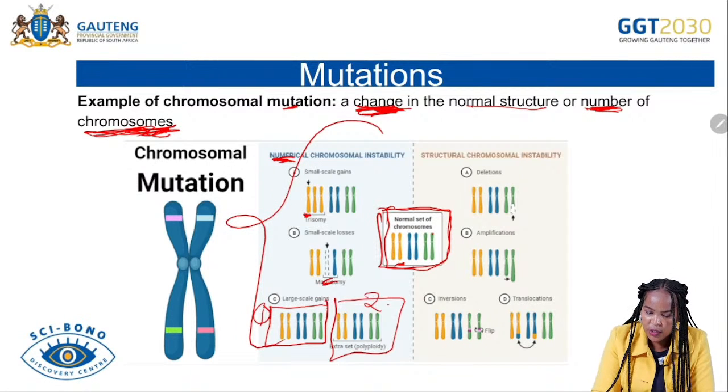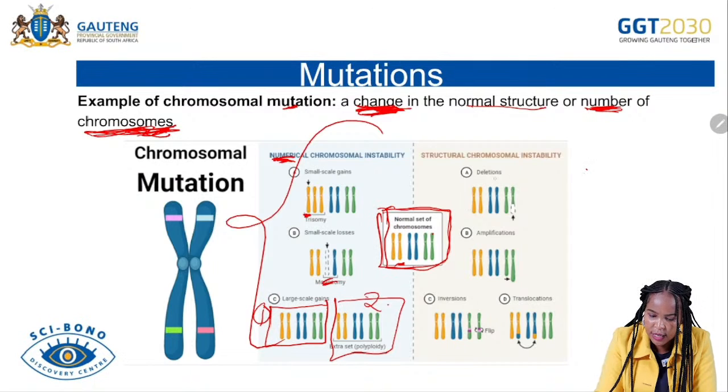Then when we come to the structure, when we come now to the pictures here on the right, you're going to see that if this is a normal set of chromosomes, something can happen to this last chromosome here.